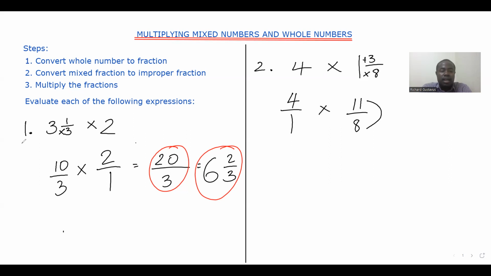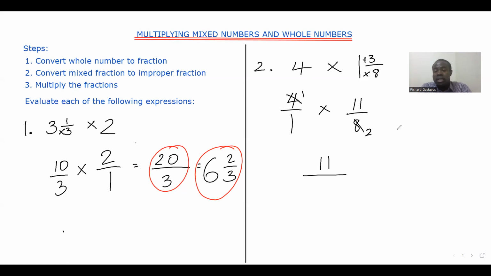Let's check diagonally the 4 and the 8. Yes, we can. The highest common factor of 4 and 8 is 4 itself, right? So let's divide 4 and 8 by 4. So 4 into itself goes 1 time, and 4 into 8 goes 2 times. Let's assess the next diagonal, which is 11 and 1. That can't be further reduced, so we'll leave that as is. So what we're left with is 1 times 11. So we're multiplying the numerators. 1 times 11, that will give us 11.